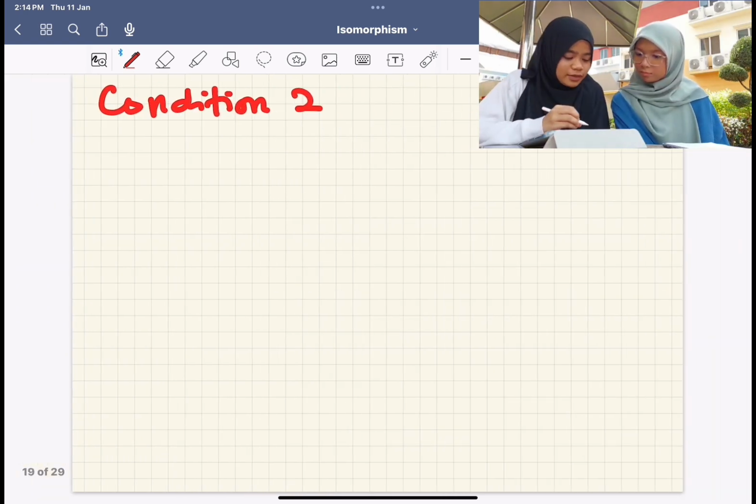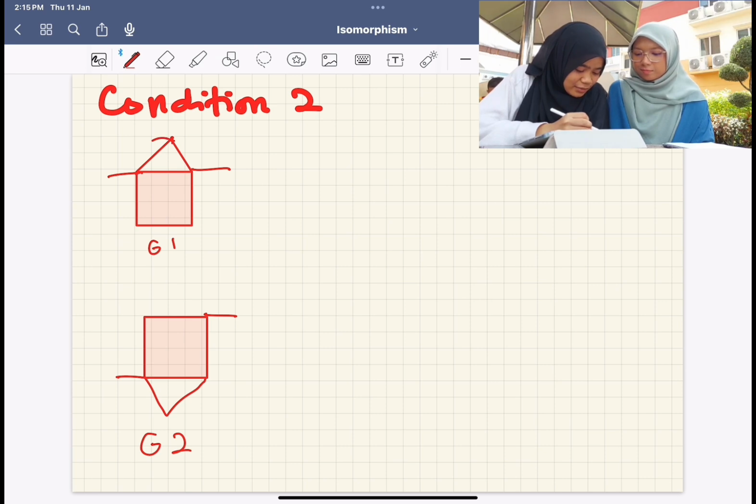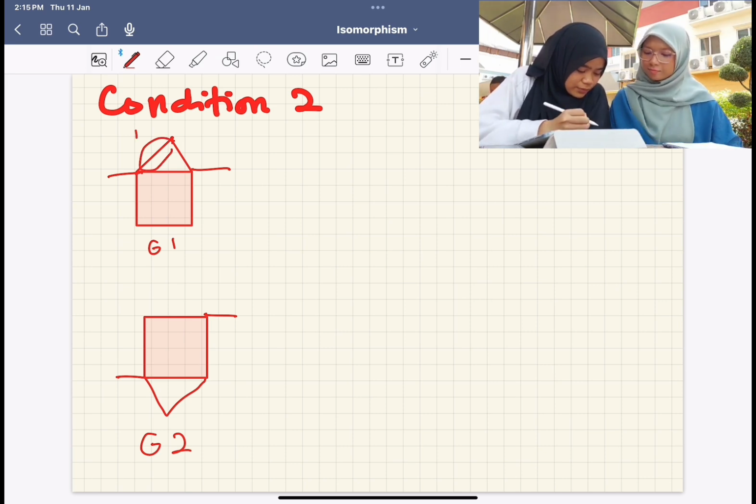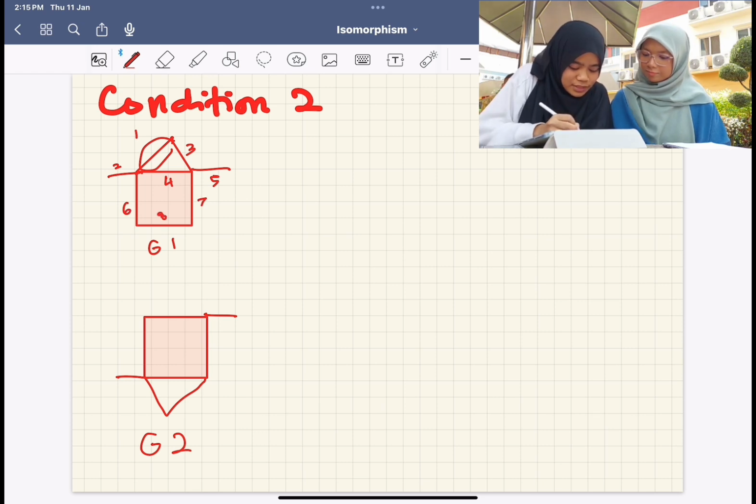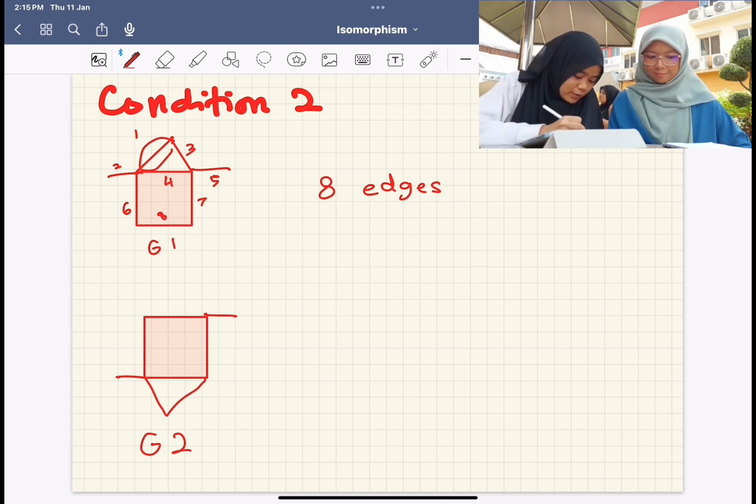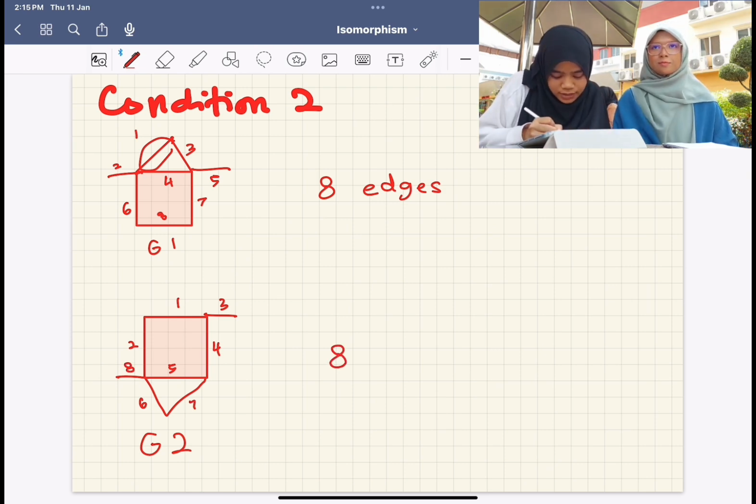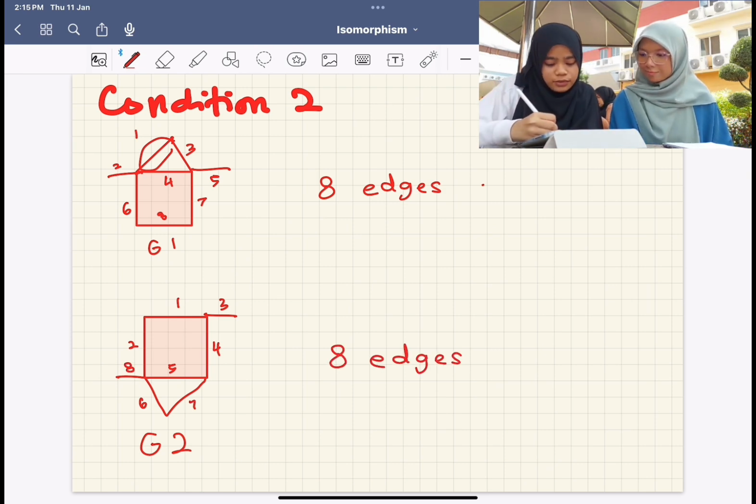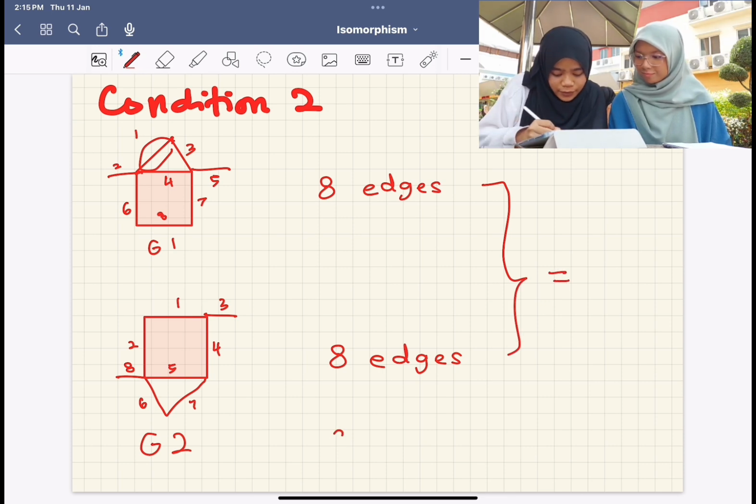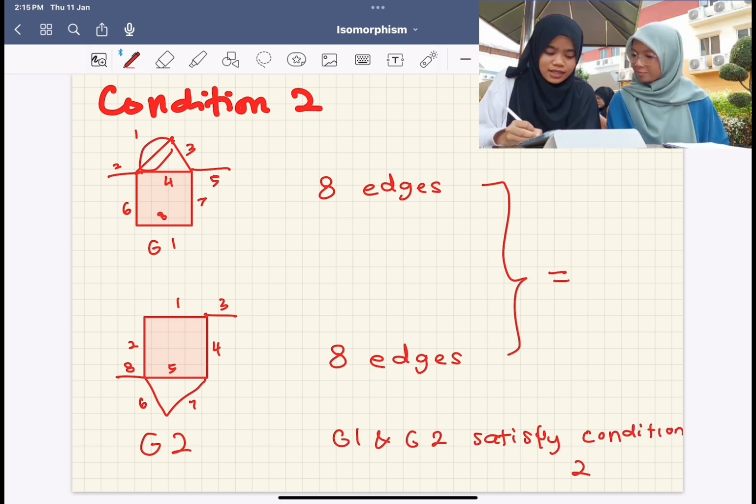Okay, now we will check the number of edges. This has 1 edge, 2, 3, 4, 5, 6, 7, 8. Graph 1 has 8 edges. Moving on to graph 2, we have 1, 2, 3, 4, 5, 6, 7, and 8. Graph 2 has 8 edges. So we can see that they are both equal. Therefore, graph 1 and graph 2 satisfy the second condition.